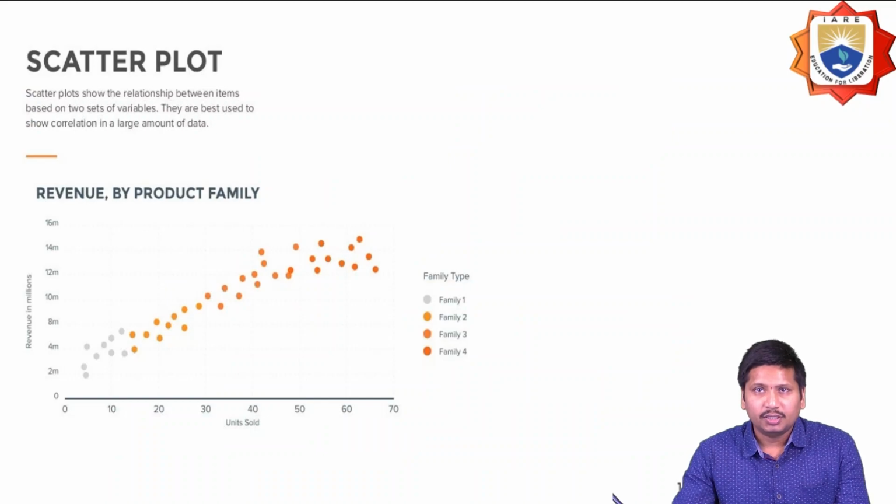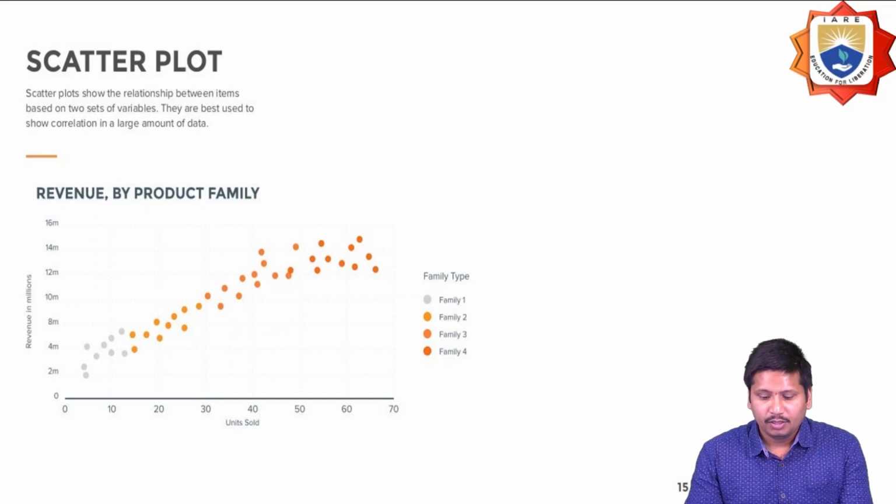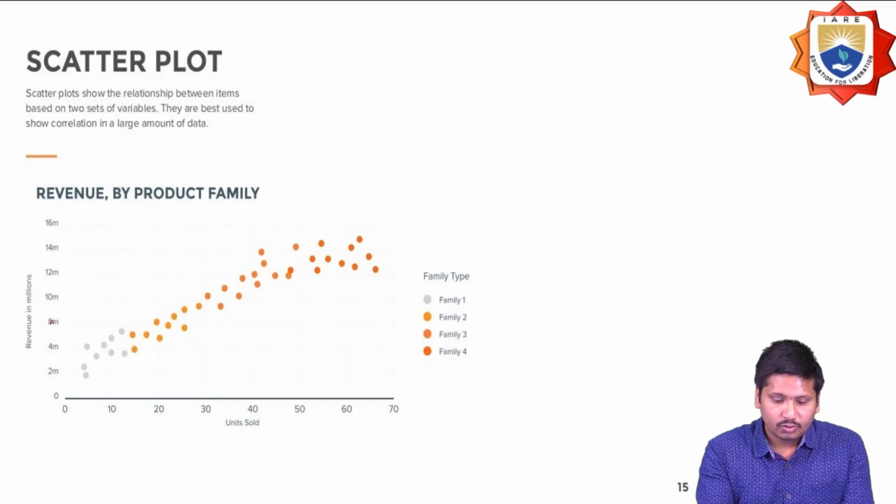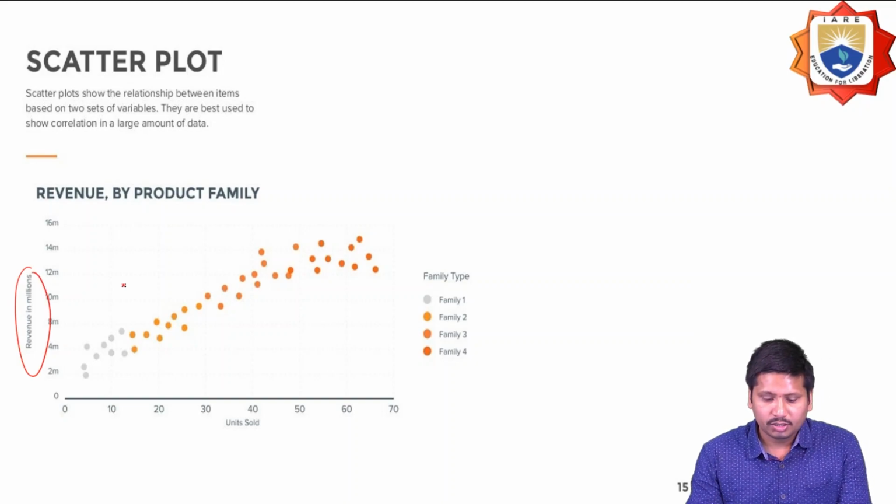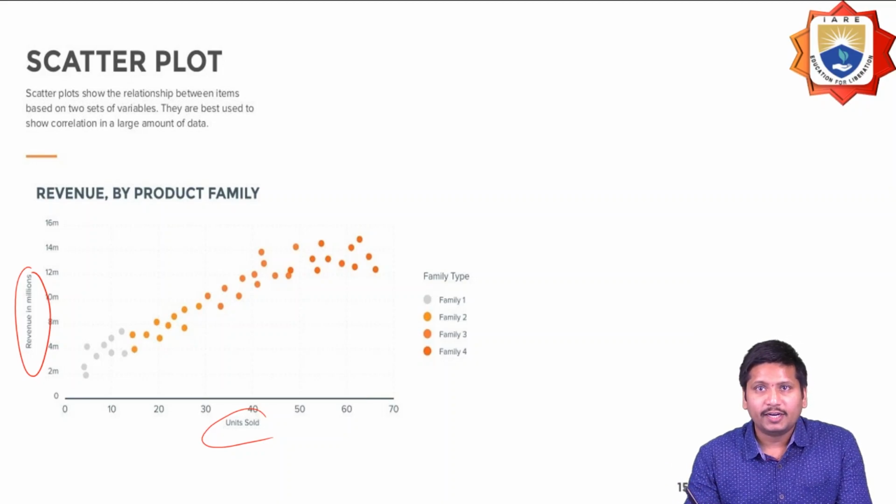Our next one is the scatter plot. The scatter plot shows the relationship between two sets of variables, and it is best for showing relationships in large quantities, for example revenue by product family. I would consider the revenue in millions on the y-axis and the units sold on the x-axis. The scatter plot shows the relationship based on two sets of variables, and the correlation among the data should also be shown.